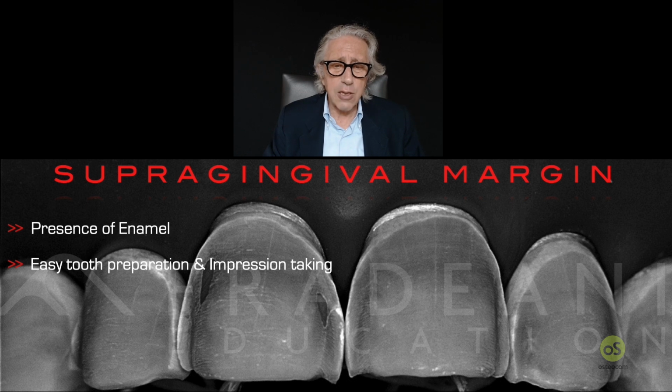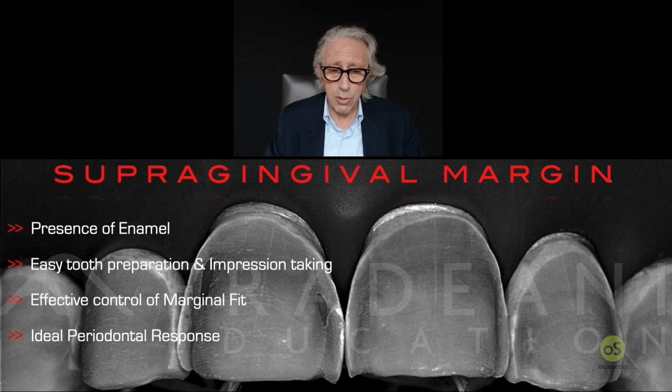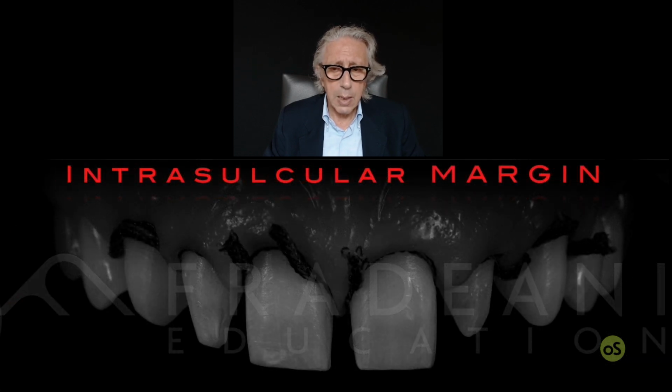Second point, easy preparation and impression taking. You don't have to put any cord inside to take an impression. It's easily visible. And then effective control of marginal fit. So you can check exactly if the fit is perfect or not because it's supragingival. And last but not least, you don't create any problem on the gingival outline. So ideal periodontal response because you are far away from the gingival area. And the easy bonding procedure. You can put your rubber dam, like in this case, and bond perfectly in a proper way.